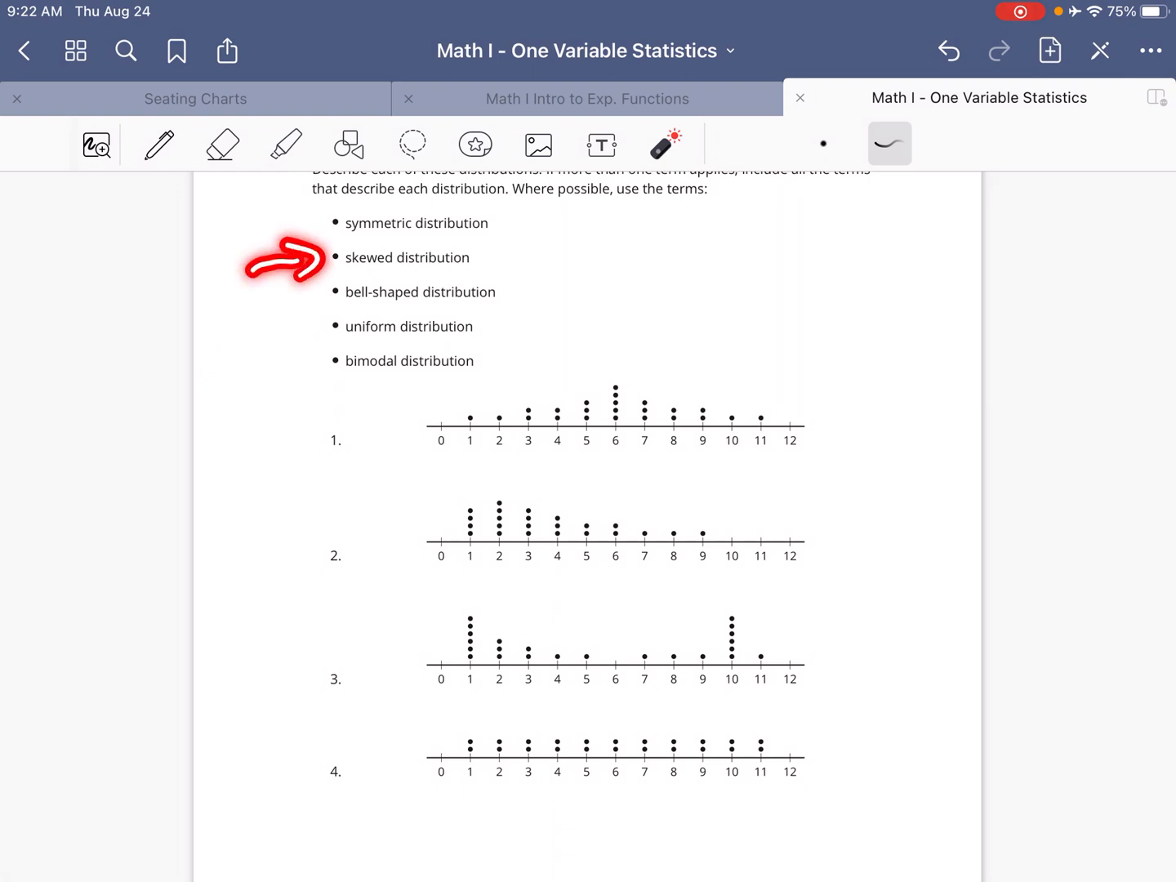If you're in the skewed distribution category, it's not bell-shaped. If it's skewed, it's possible you can have a bimodal that's skewed, but typically not. Again, no data is perfect.